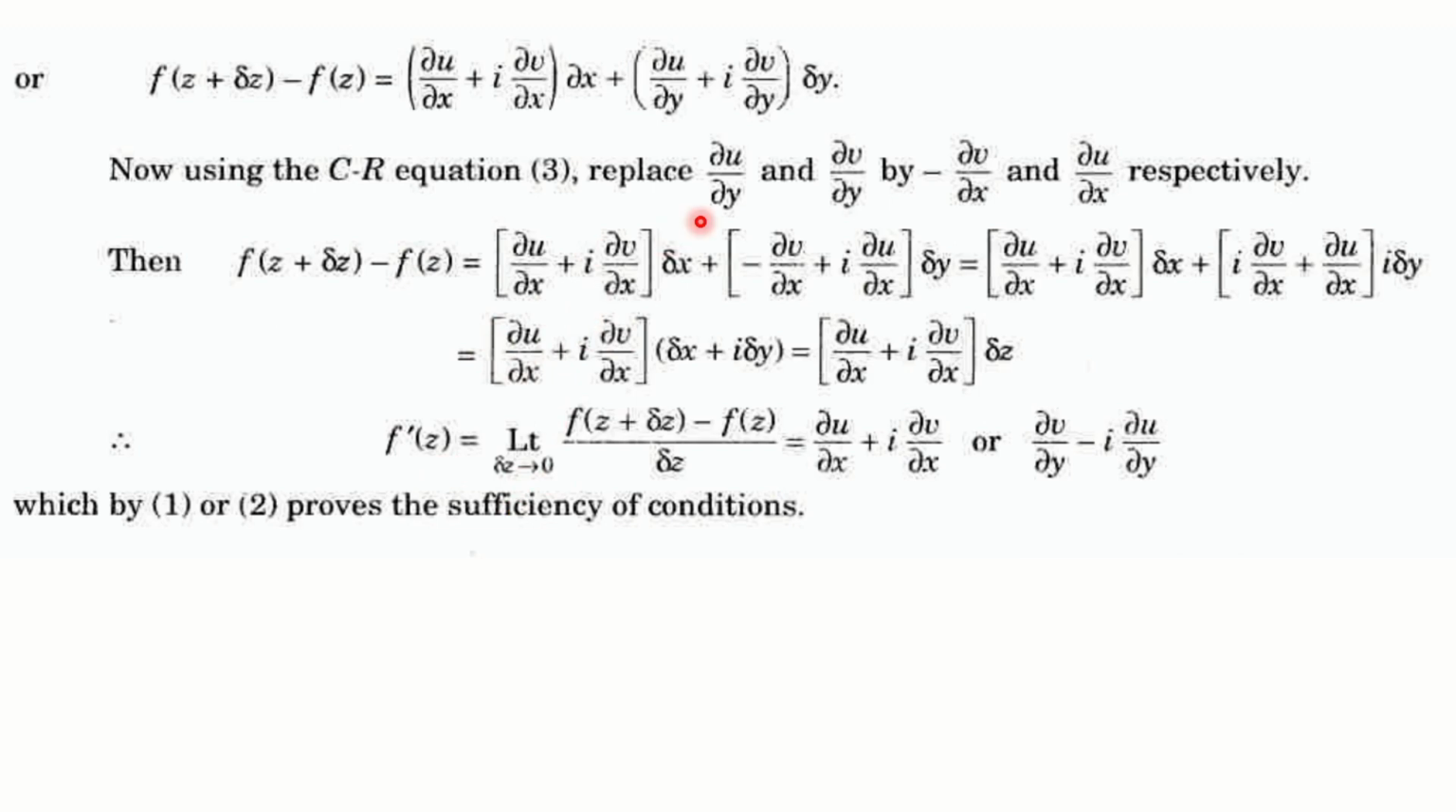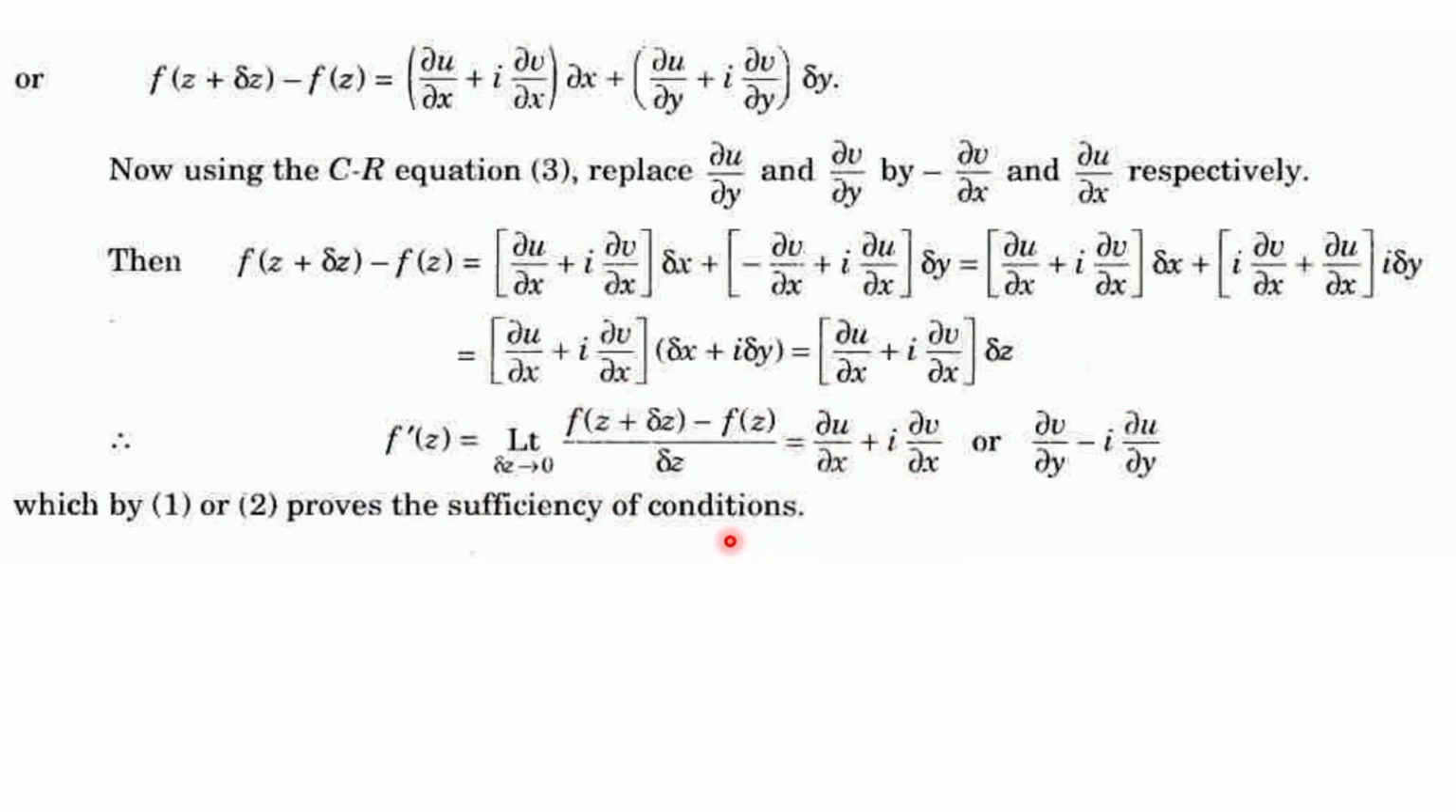Now using the CR equations, I would replace these two terms, del u by del y and del v by del y. After replacing and simplifying, which is only a simplification process, I would end up getting the limit definition. After simplifying, you have to apply the limit to this function. So you would end up getting the same del u by del x plus i del v by del x. So what is this?